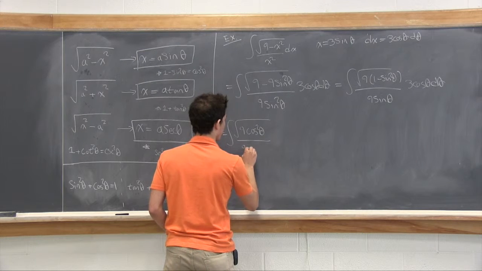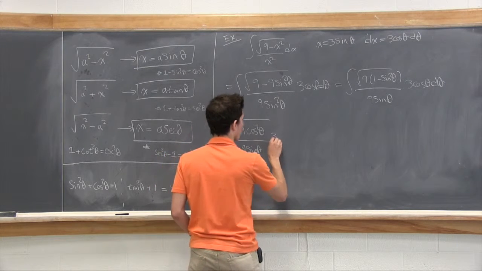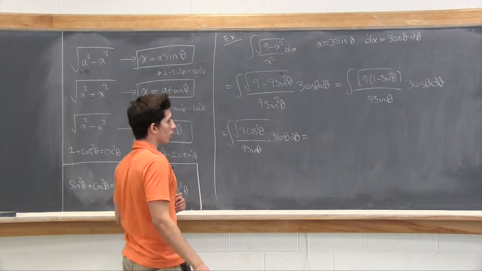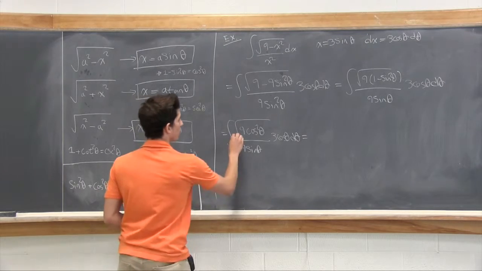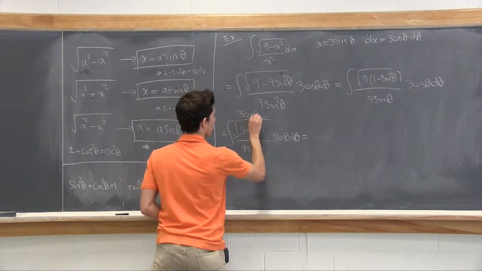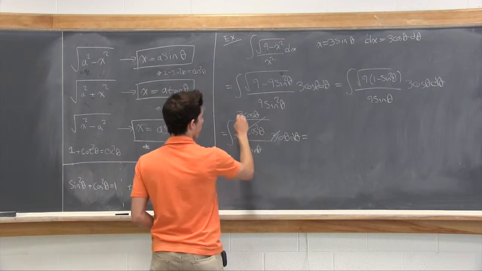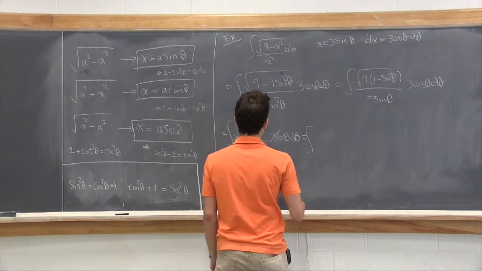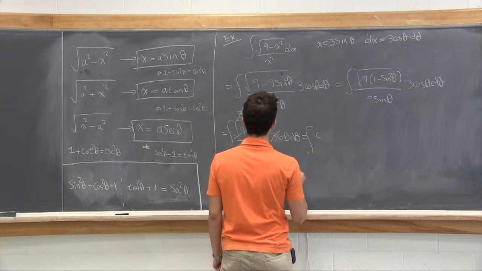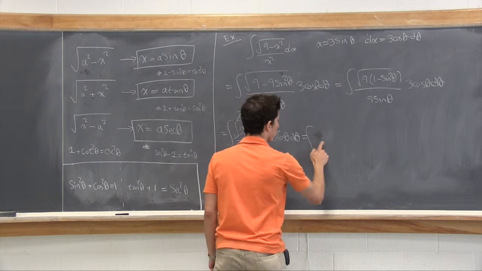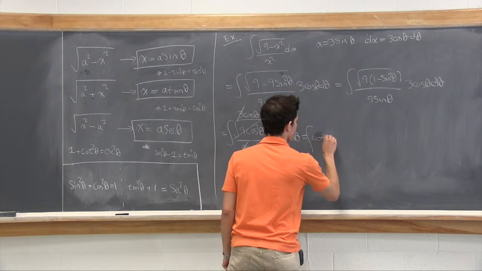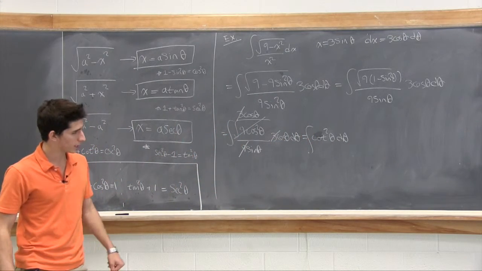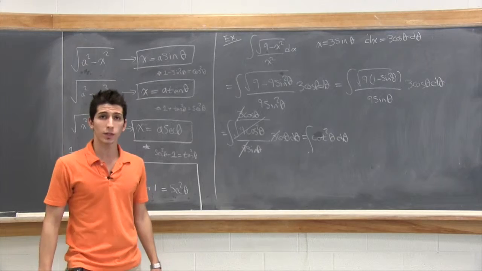And then I have my 9 sine theta and 3 cosine theta d theta. Now I can remove the square roots, and I'll have 3 cosine theta. And the 3 and the 3 go with the 9. And I'm going to be left with cosine squared theta over sine squared theta, or cotangent squared theta d theta. Now, we're not done yet because we don't exactly know how to integrate cotangent squared theta.